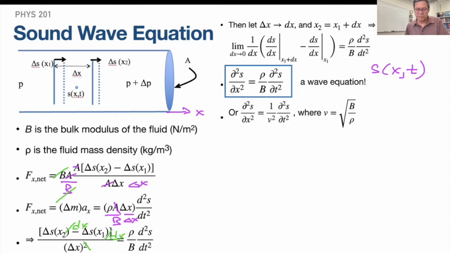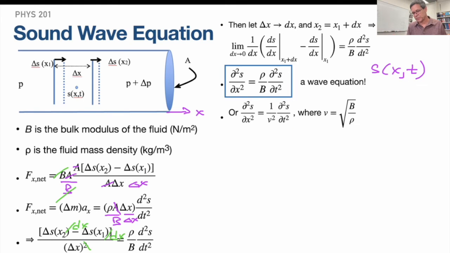But we can rewrite this equation to make it more explicit that this is a wave equation. I can write the rho over B as just 1 over v squared, where v is the square root of B over rho. Remember, B was the bulk modulus, rho was the mass density. And so that is the form of a wave equation.